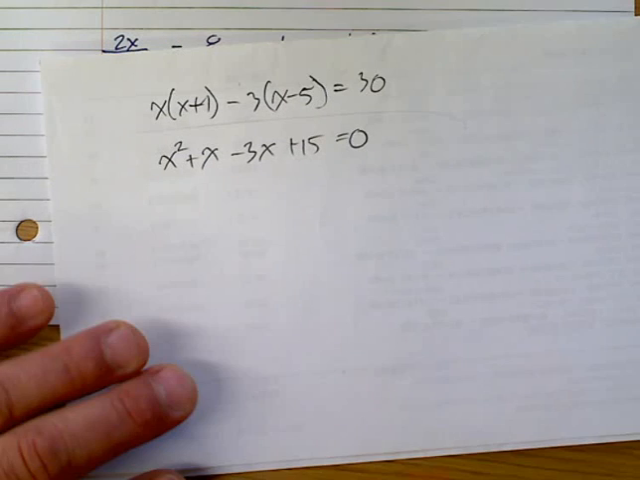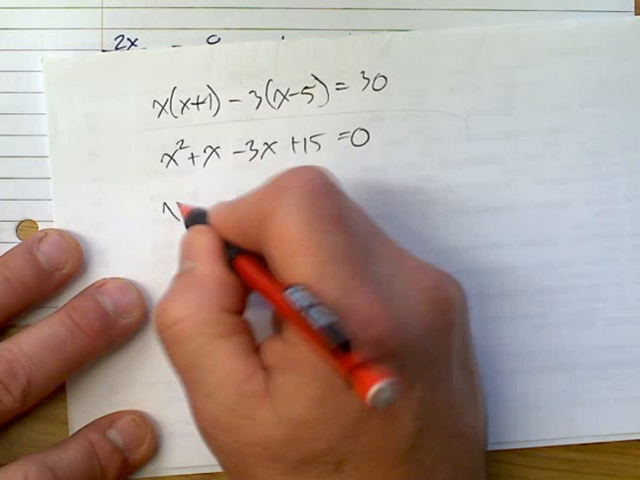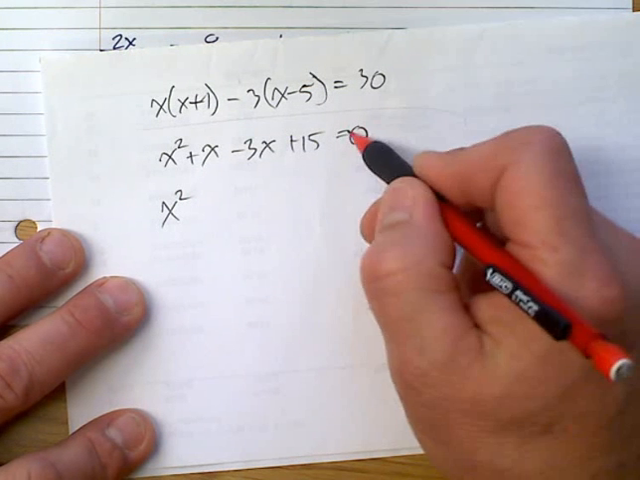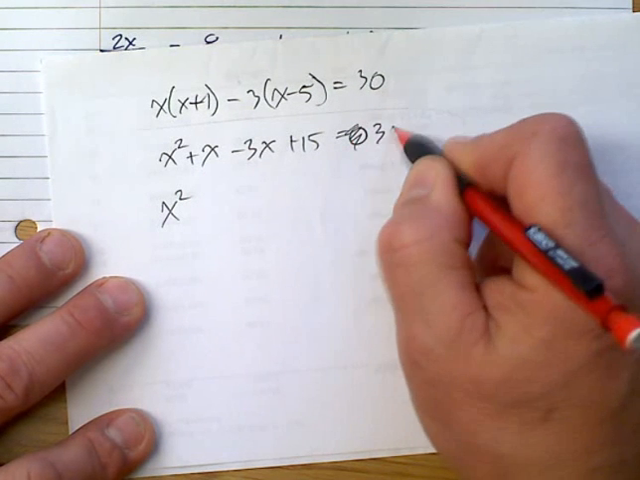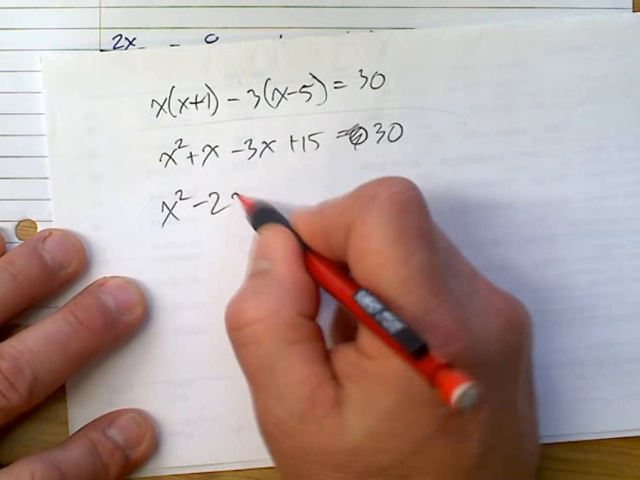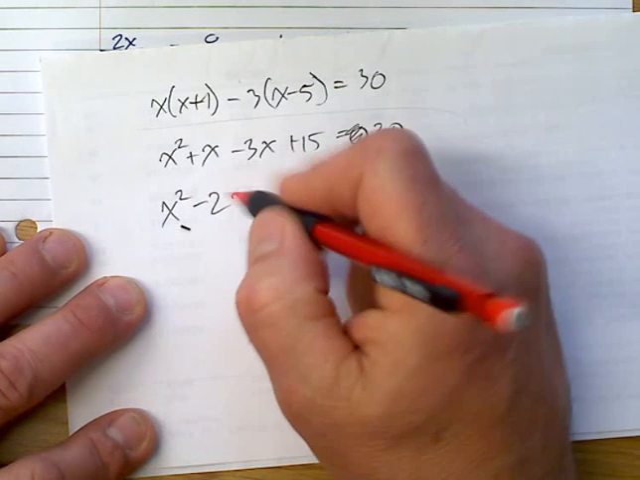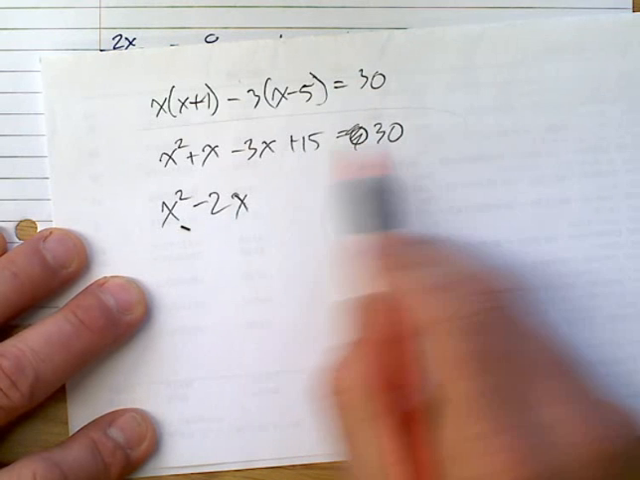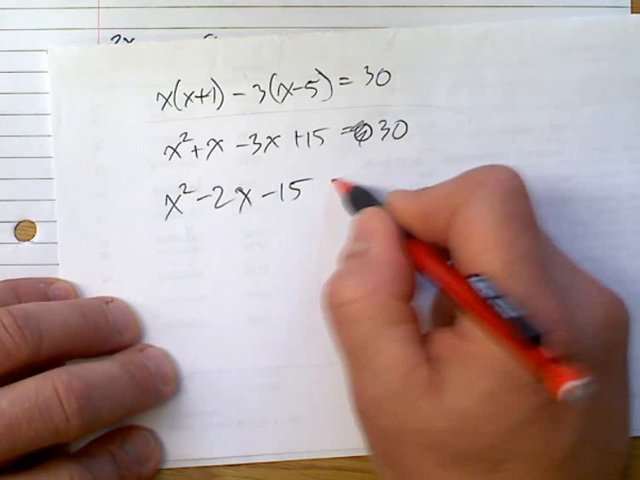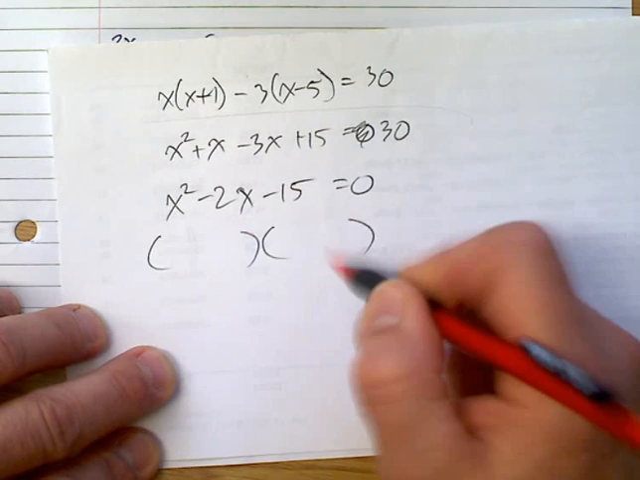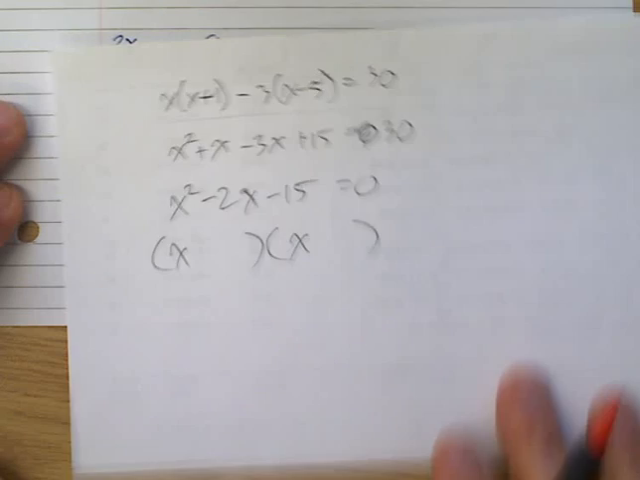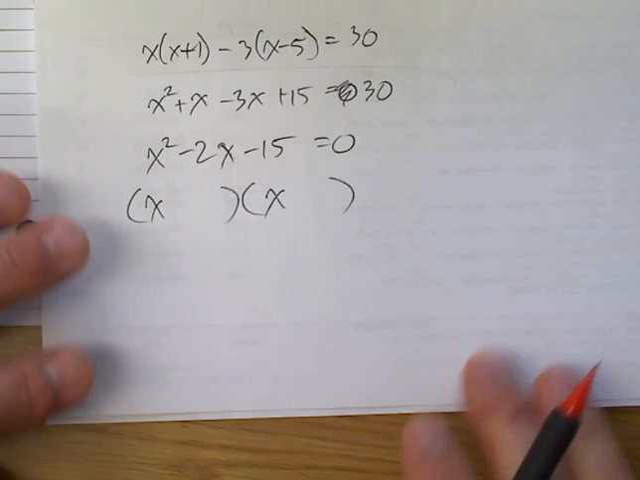Let's leave it here. x minus, oh, I got a 30 on this side, sorry. x minus 3x is minus 2x. And then 15 minus 30 is negative 15 equals 0. And then we factor, right? x, x, see if you can do it. Okay, x minus 5 and x plus 3 equals 0.